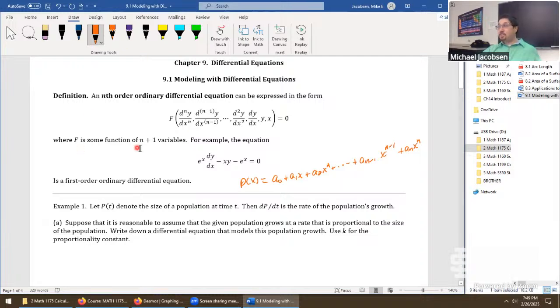So f is a function of n plus 1 variables. And this one right here would be just an example of a first order differential equation. First order because it's just derivative 1. It's ordinary because we don't have any kind of partial derivatives being indicated. Well, that's just the definition. Any questions, folks, about this abstract version and the particular example below?